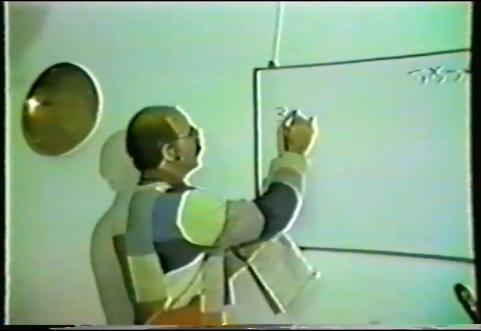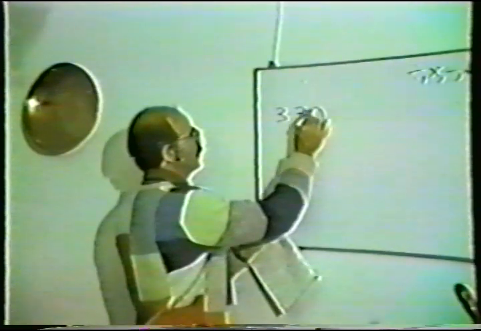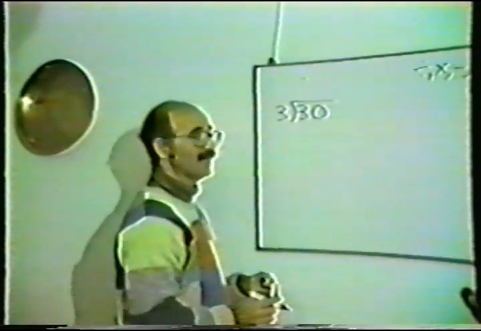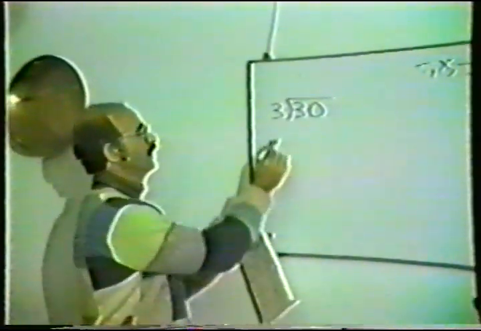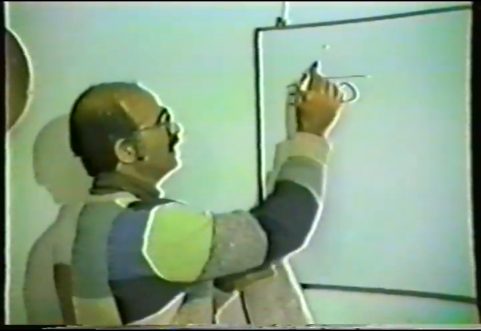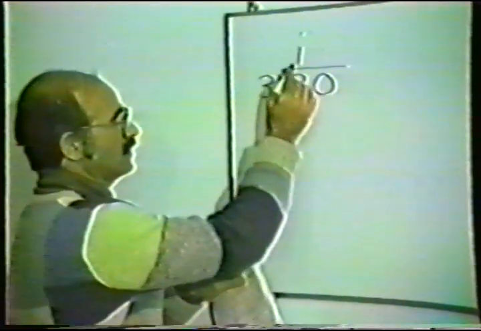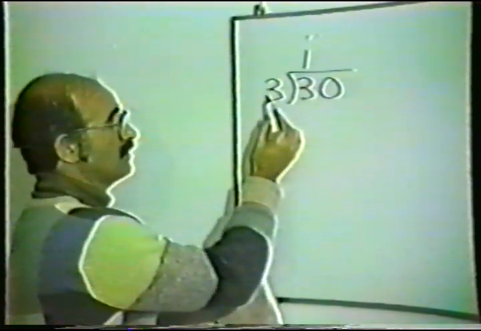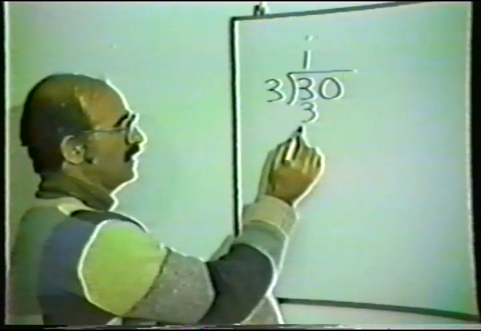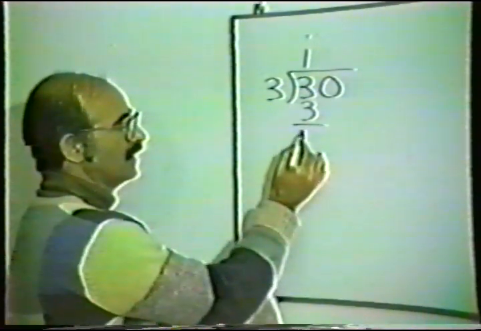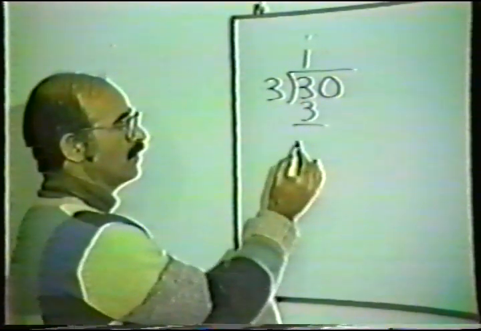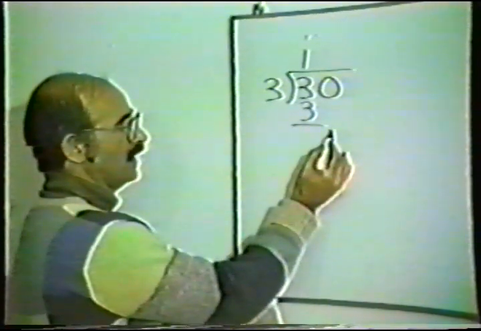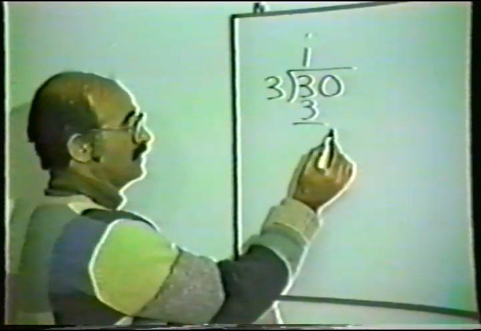Three into 30. Does the 3 fit into the 3? Yes. How many times? One time. 3 into 3 fits once. 1 times 3 is 3. Subtract, get 0, which you don't bother to write, and bring down the 0.